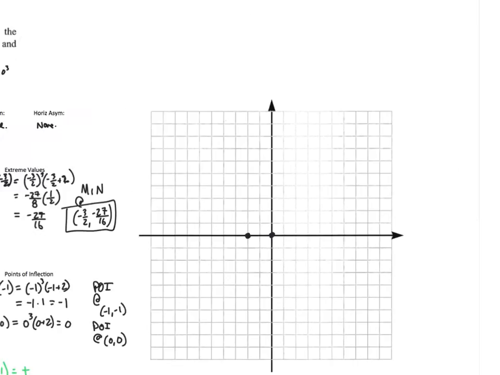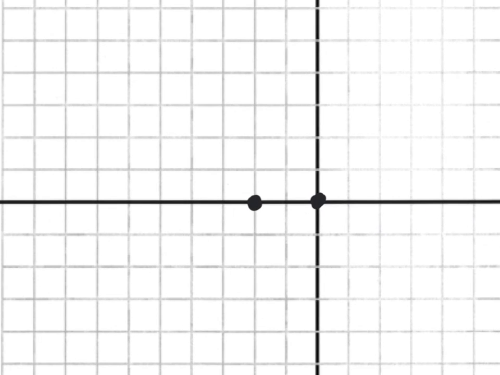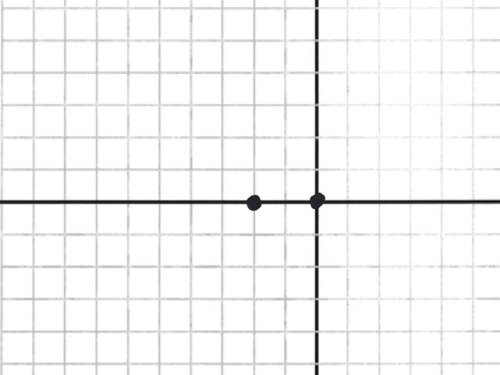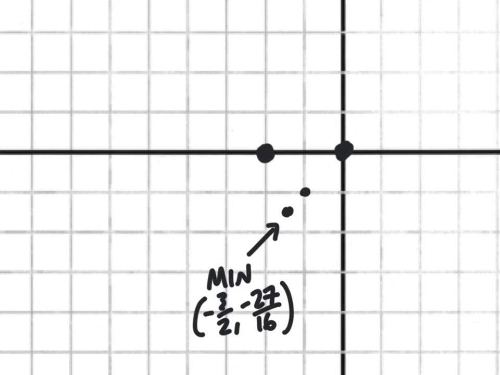All right, so now I know that we go from decreasing to increasing, and that's at -3/2. So -3/2 and -27/16. That's going to be right about here. We had the value, and we're just kind of eyeballing that. But this is my minimum, and that's the point -3/2, -27/16. I also know that I have the point -1, -1 here. That's a point of inflection, and then I have a point of inflection at 0, 0. So these are the only points that I know.